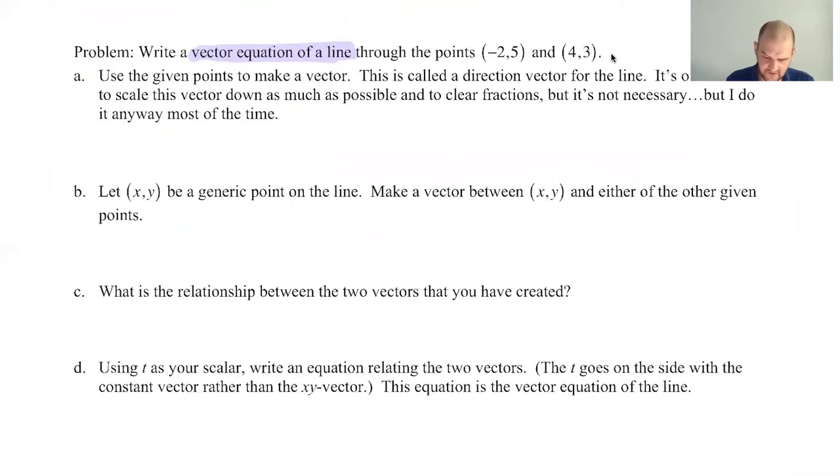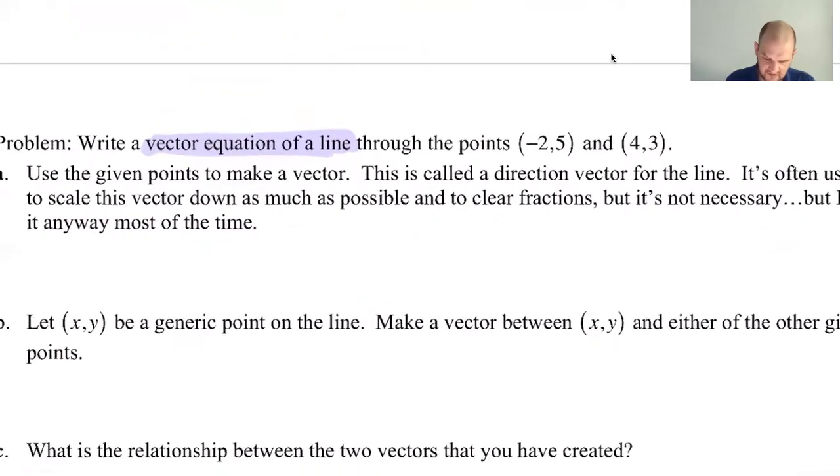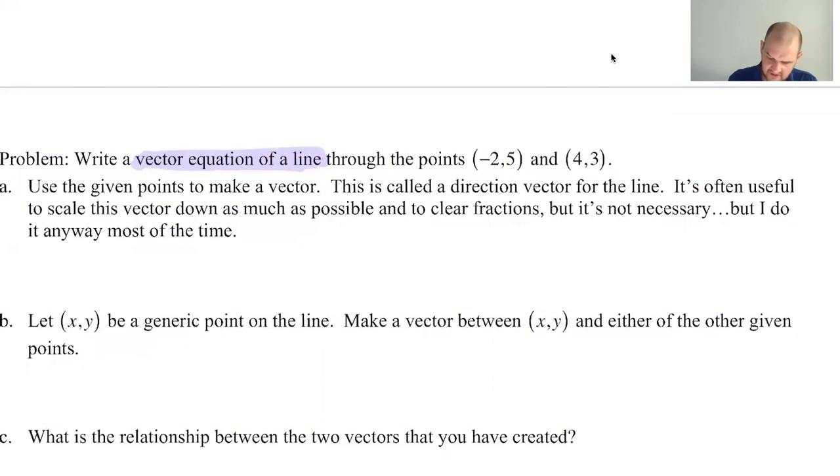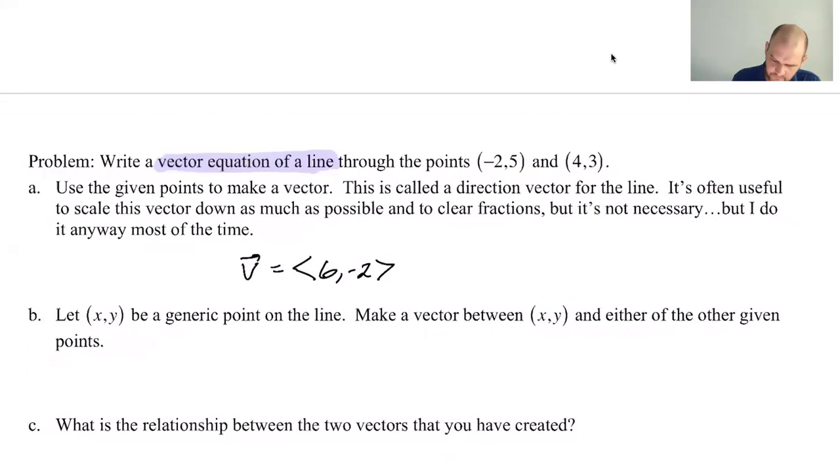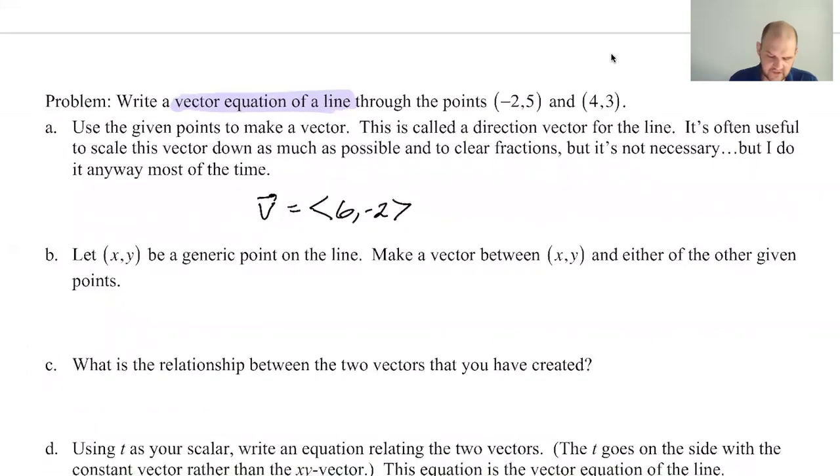So let's go back and fill this in. Use the given points to make a vector. So we made our direction vector. It's called a direction vector because it's the vector parallel. So we did 6, -2. I usually will scale this down and just say this is going to be 3, -1. But it doesn't really matter. But I usually do that.